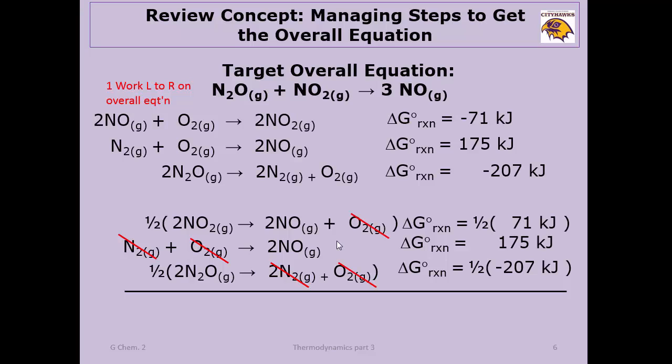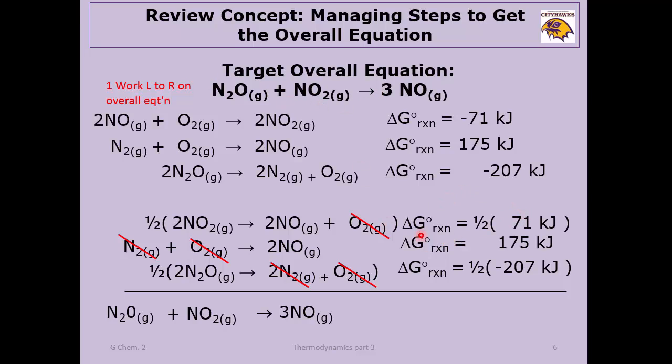Two halves makes a whole, so that cancels. And then I just collect what's left over. Now it's half of 2 NO2, so that's NO2. Over here, I've got half of 2 NOs plus 2 NOs, that makes 3 NOs. And then half of 2 N2Os, that's N2O. And so I have indeed ended up with the original target equation.